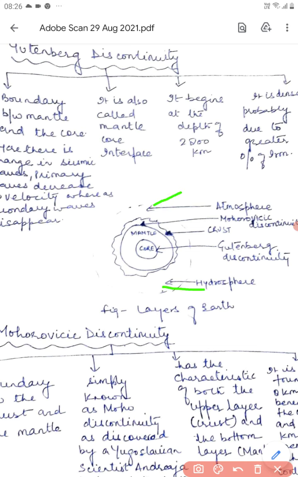This is the hydrosphere. Now this point, as you can see, is the Gutenberg discontinuity, and the outer layer of mantle, or the outer point, you can say, at the mantle is the Mohorovicic discontinuity. Now we'll learn what actually it is.